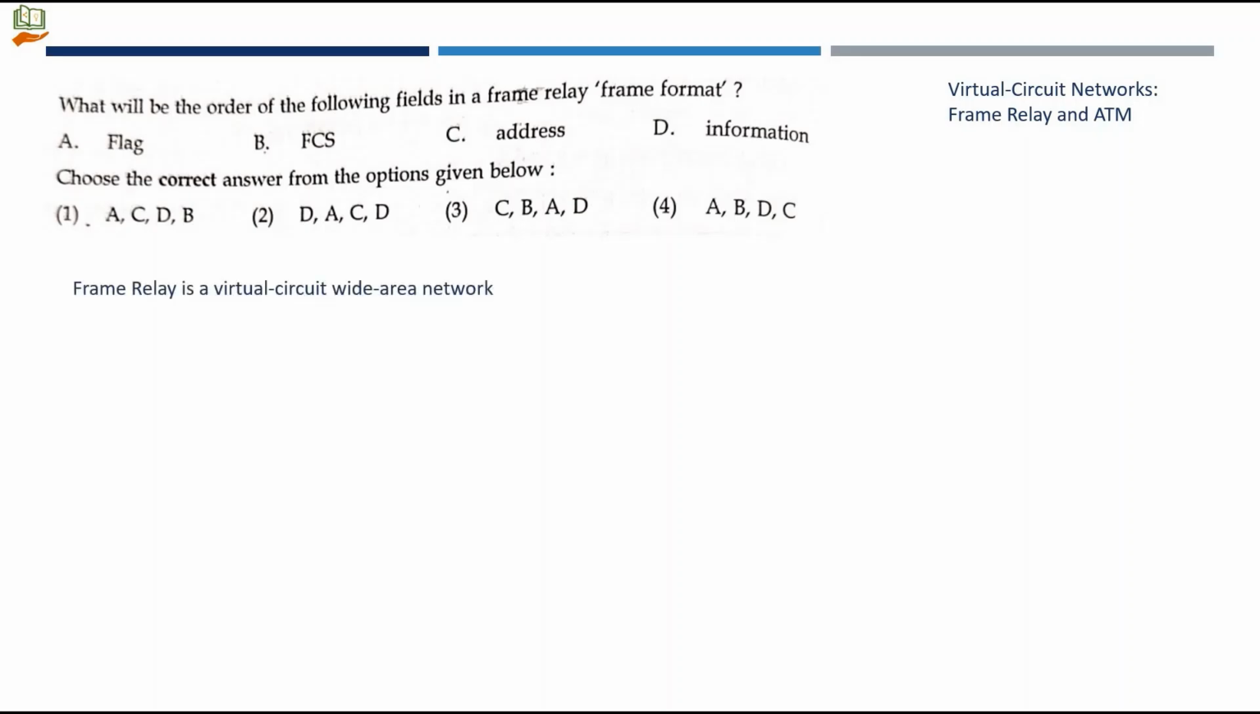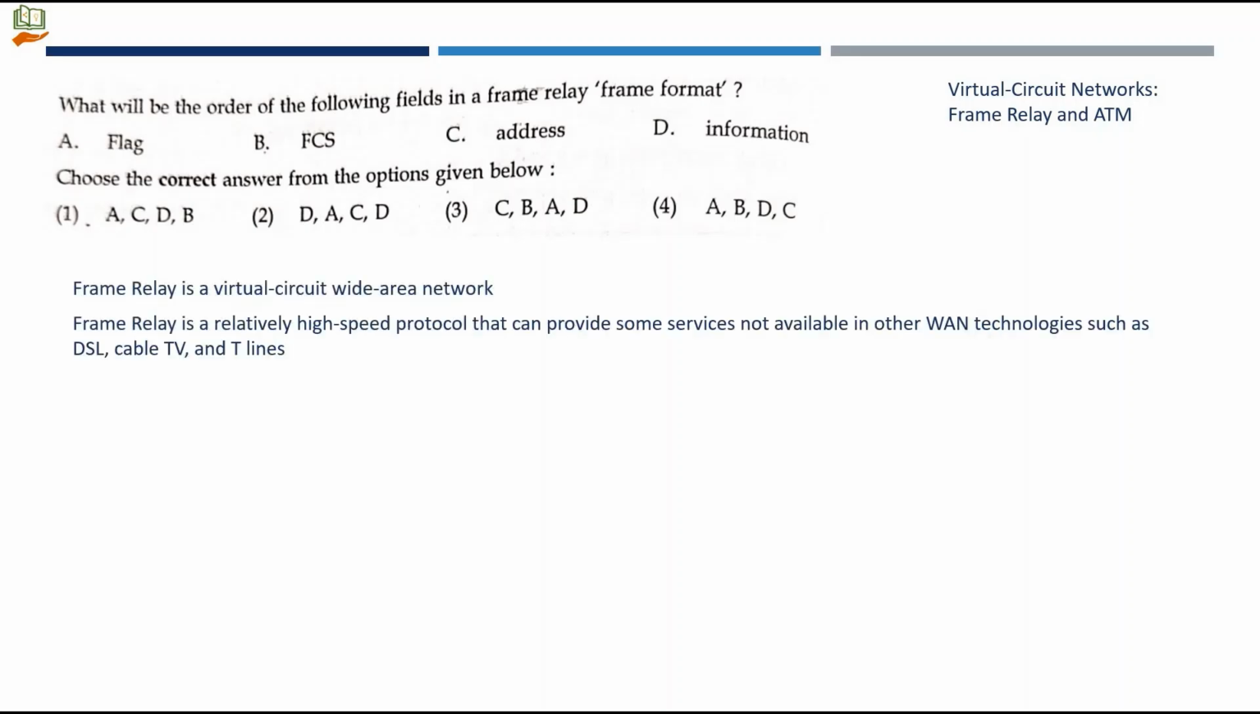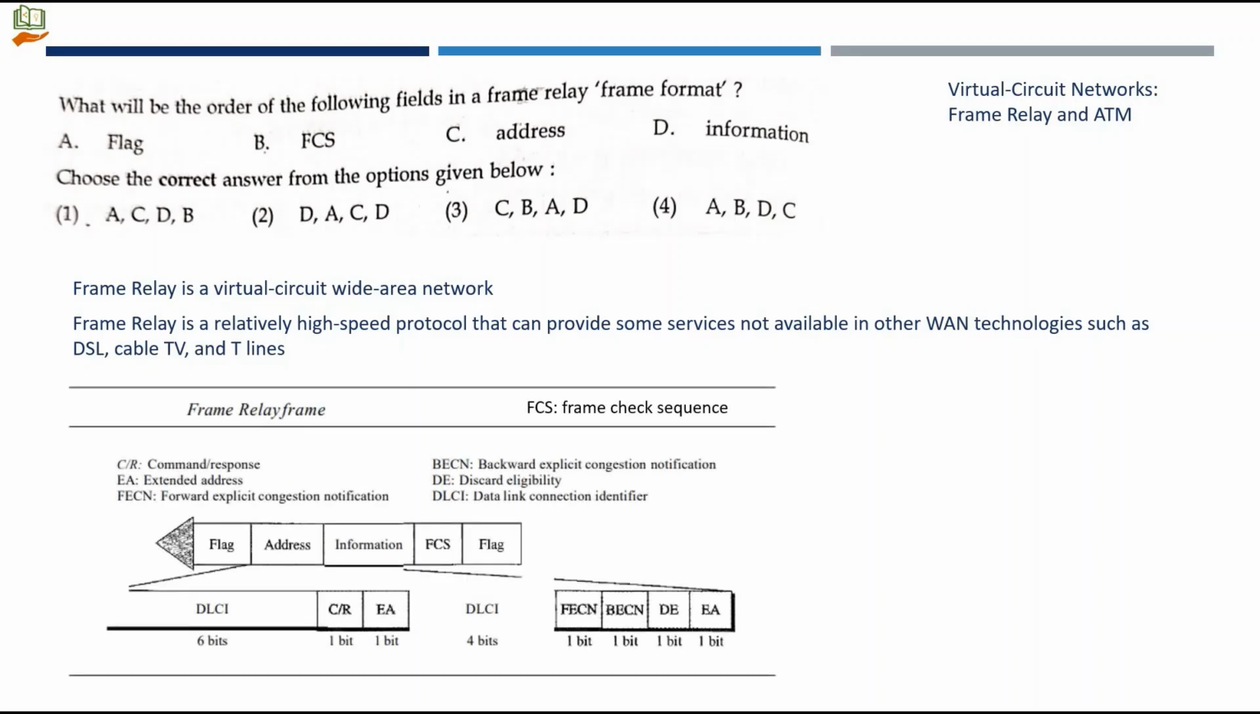What is frame relay? This is a virtual circuit wide area network. It is a relatively high-speed protocol that can provide some services not available in other WAN technologies such as DSL, cable TV and T-lines. So we have seen about LAN, MAN and WAN in computer networks: local area network, metropolitan area network and wide area network. Frame relay belongs to WAN. Let's see the frame relay structure now.